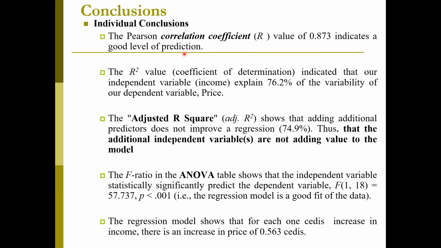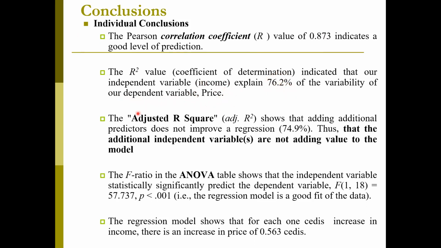Then you interpret the R square, which is also known as the coefficient of determination, which indicates that our independent variable explains 76.2% of the variation in the dependent variable. That is our price. So income explains 76.2% of the variation in prices.